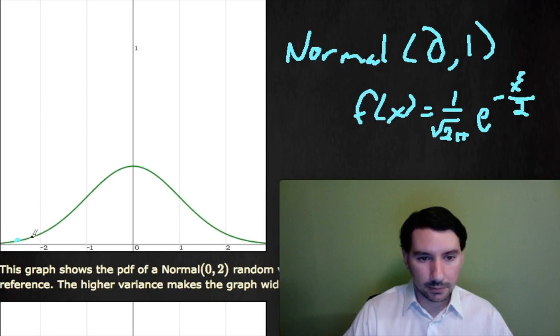And it has this shape, which is a Gaussian or bell curve. It's symmetric about 0, and it goes down to 0 pretty quickly on the left and right. In fact, by the time you get to -3 or 3, it's almost at 0. So most of the mass is between -3 and 3.